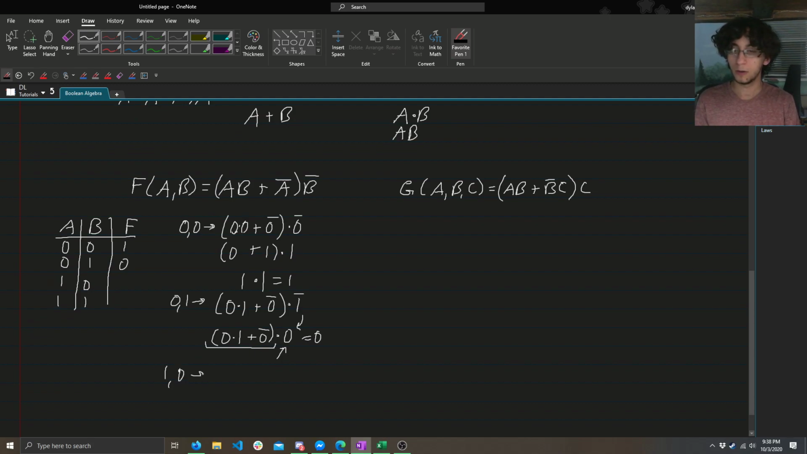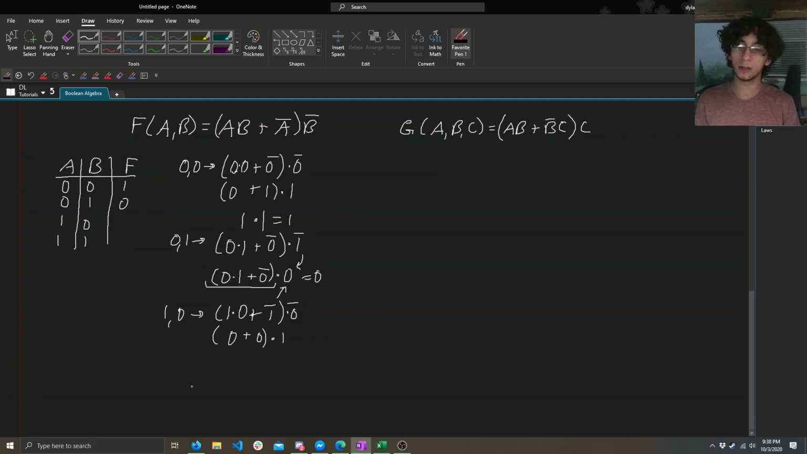Now, we have 1, 0, so this is going to be 1 times 0 plus 1 naught times 0 naught. Well, again, we've got a 0 here because 1 AND with 0 is going to be a 0, and that's going to be ORed with a 0, and that's going to be ANDed with a 1. Well, this on the left is just going to be 0 AND with 1 because nothing is true here, therefore the OR is false, and we're going to get a 0.